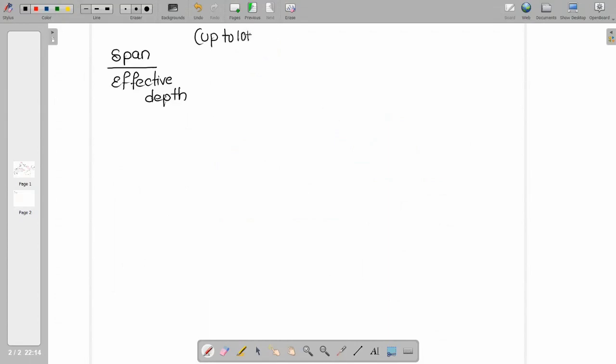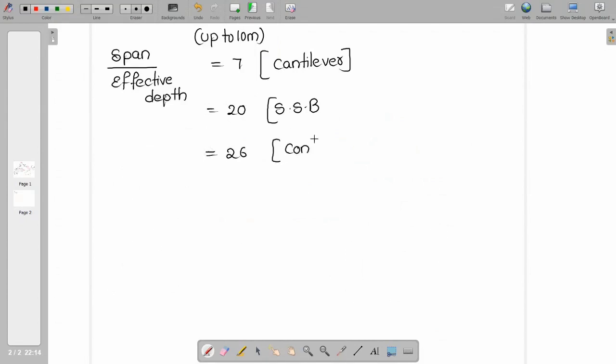Up to 10-meter length, the span by effective depth ratio is equal to 7 for a cantilever beam, 20 for a simply supported beam, and 26 in case of continuous beams. They can ask you this question directly, students. So this can also be an objective question: span by effective depth is 7 in case of cantilever, 20 in case of simply supported beam, and 26 in case of continuous beam.